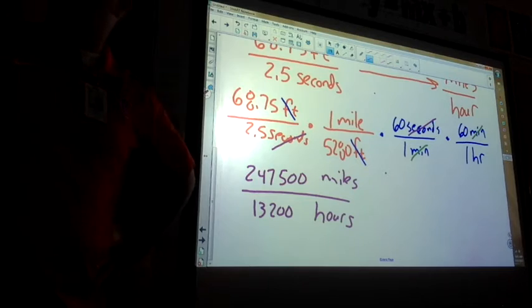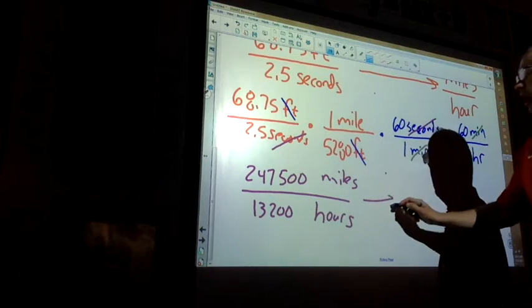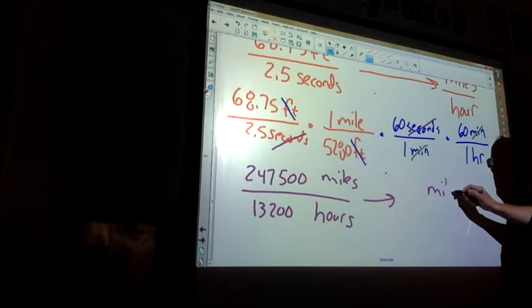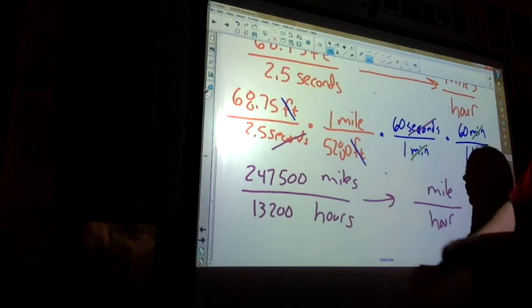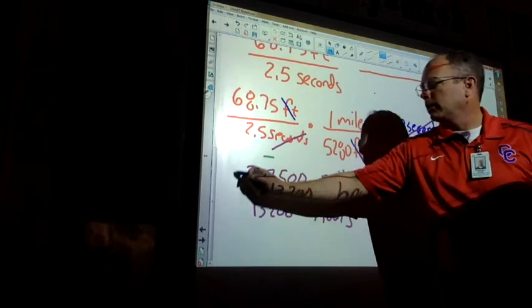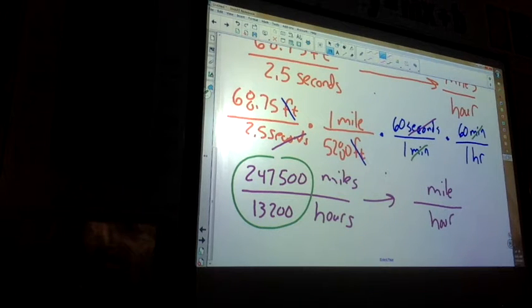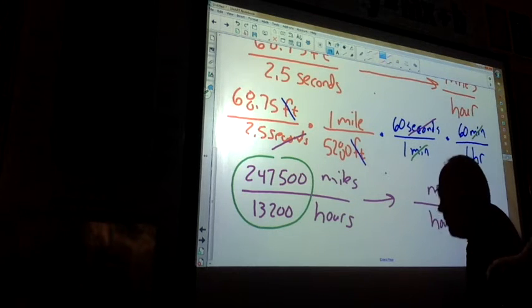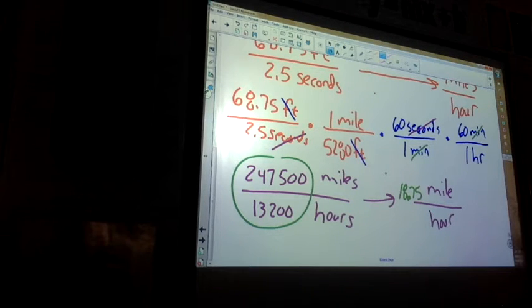Wow, that's fast. Wait, that means nothing to me because I can't even divide it. So does everyone agree that my answer will be in miles per hour? Yes. Okay. So what should I do with this part? Divide it out. So go 247,500 divided by 13,200. What'd you get? 18.75. 18.75 miles per hour.